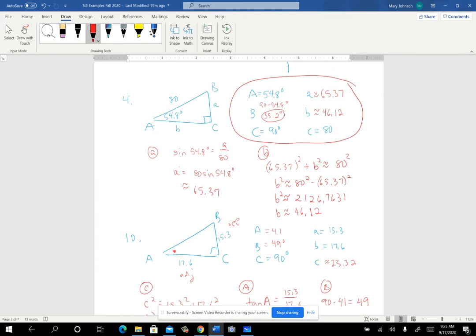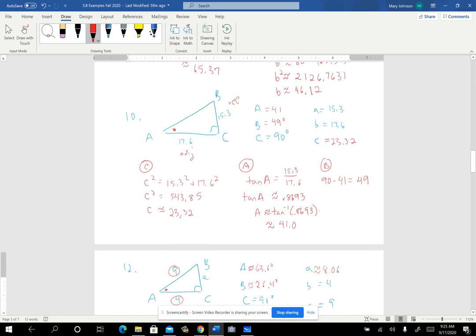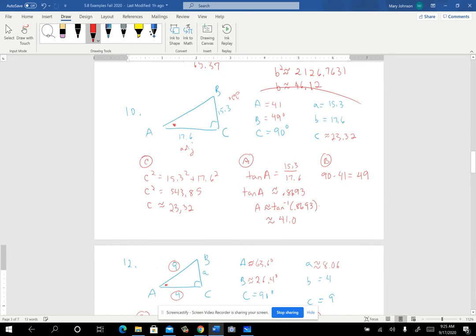Okay, and then here's number 10. Take a moment and look at number 10. See if we got the same thing there. The given information is in blue. The ones I found are in red.